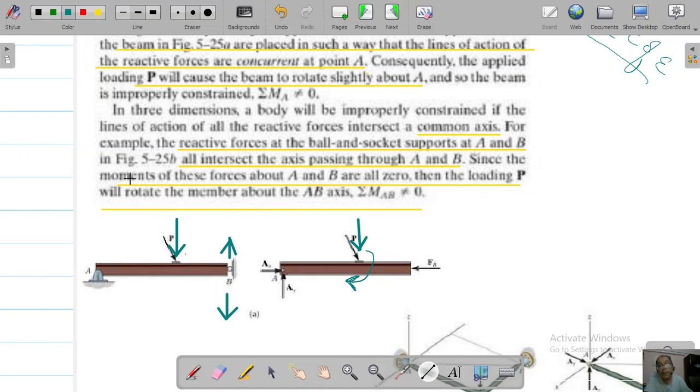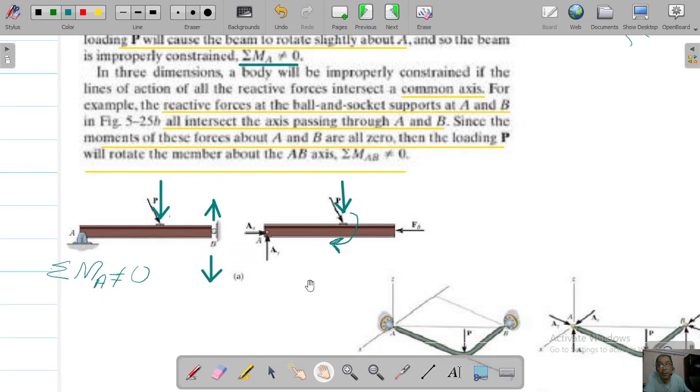So the beam is basically improperly constrained. Since there is a rotation, you can easily say that the summation of all the moments at A is not going to be equal to 0. Okay, so you will say the summation of all the moments at A is not equal to 0.